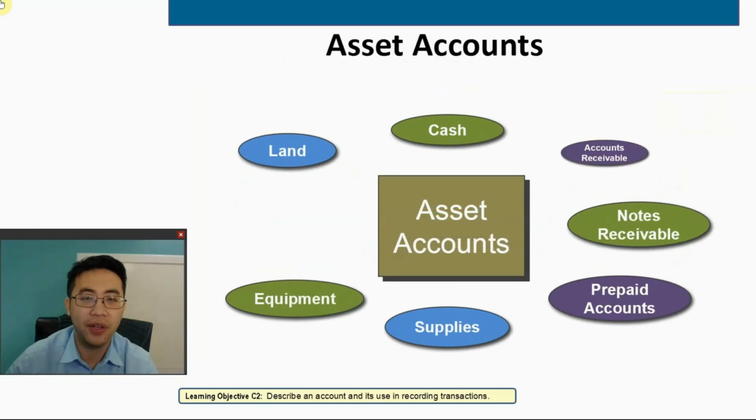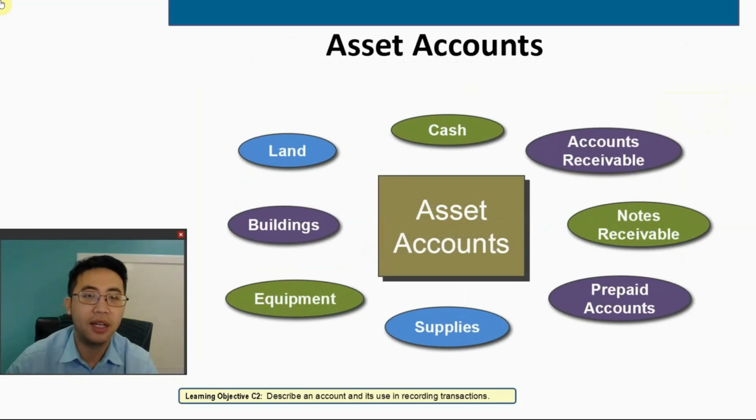If you look at an asset account, let's say this is a company you have, what are the assets under the company's control? The most important asset, of course, is cash. And then you have outstanding bills to collect. This is the money that is waiting for you to collect, and this is called accounts receivable. You also have notes receivable, which is a short-term investment. You also have prepaid accounts. You have supplies, the raw materials you purchased for further production. Of course, you have equipment, buildings, and land. So these are considered assets of a company.